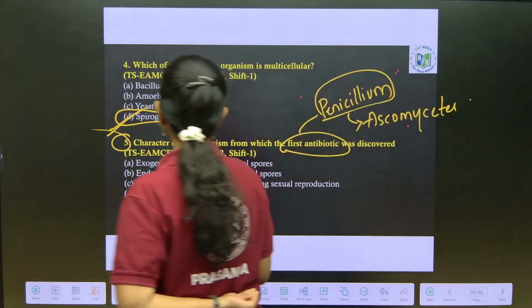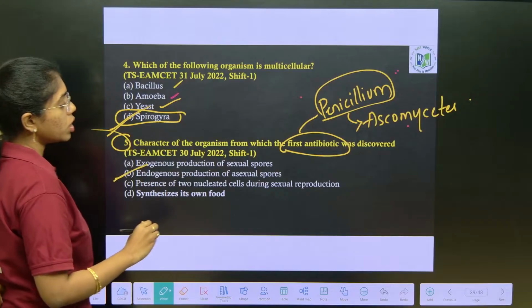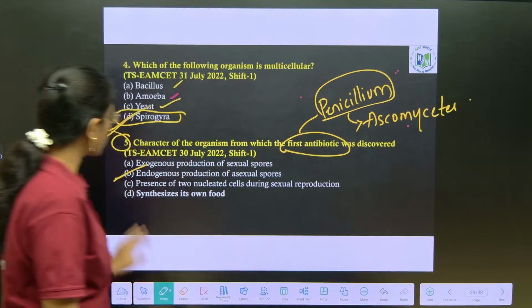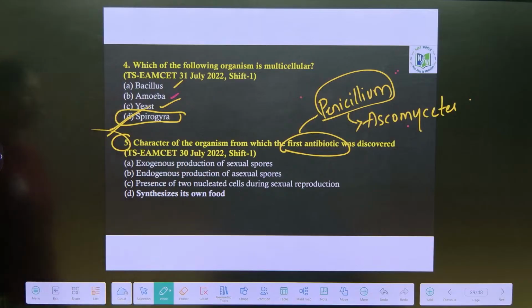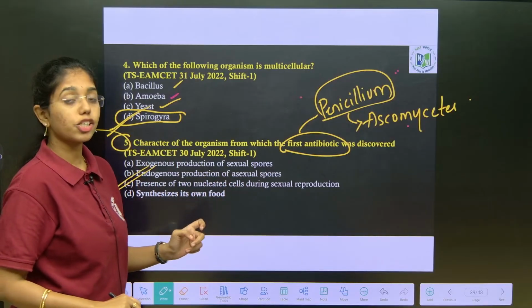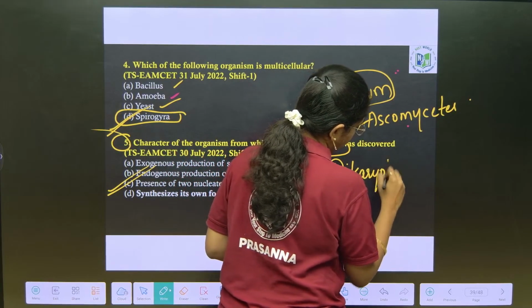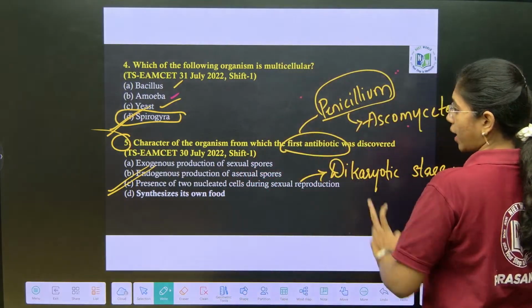They have endogenously produced asexual spores. Endogenously produced asexual spores, what are they? Sorry, Ascomycetes has conidia, right? Exogenously produced asexual spores, presence of two nucleated cells during sexual reproduction, dikaryotic stage is observed. Yeah, option C is right. Dikaryotic stage. Okay. So, option C is right over here.